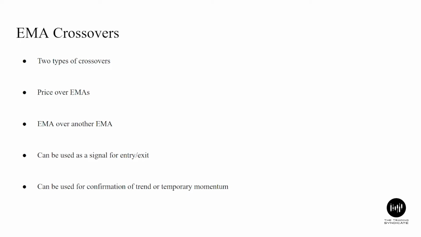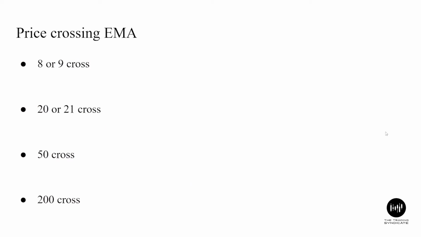the upside or downside. These crossovers can be used as signals for entry or exit, trailing stop losses, confirmation of trend, or identifying temporary momentum within an overall trend. When we look at price crossing the EMAs, we could see how price reacts when the candlesticks cross the 8 or 9 EMA, the 20 or 21 EMA, the 50 EMA, or the 200 EMA.